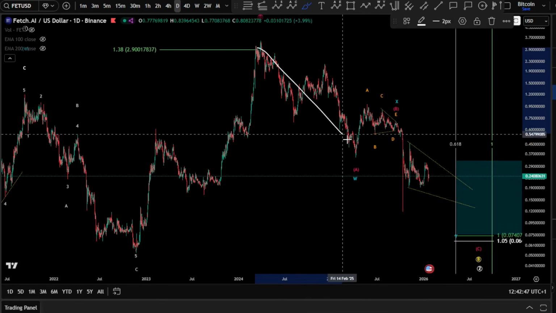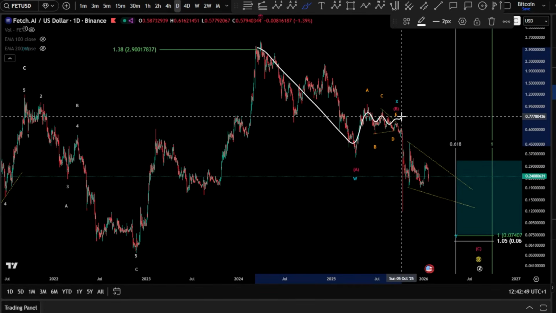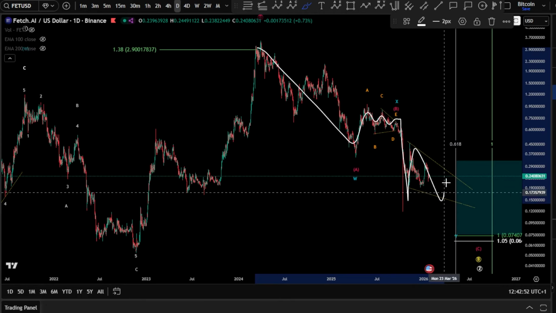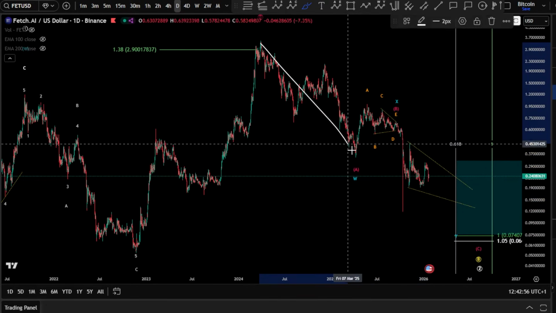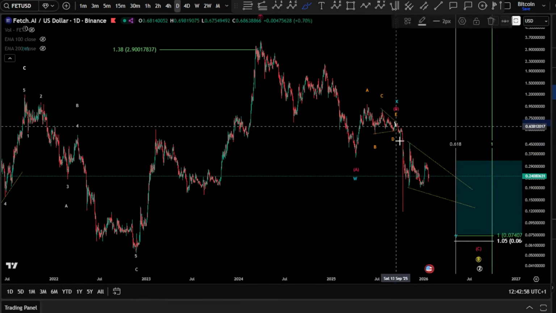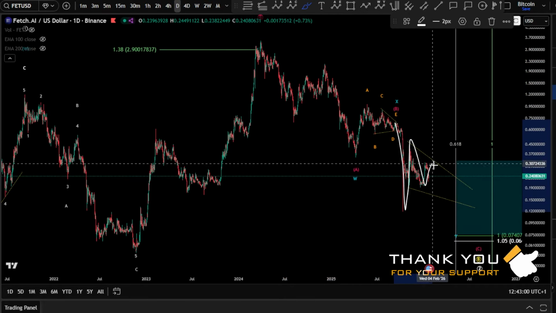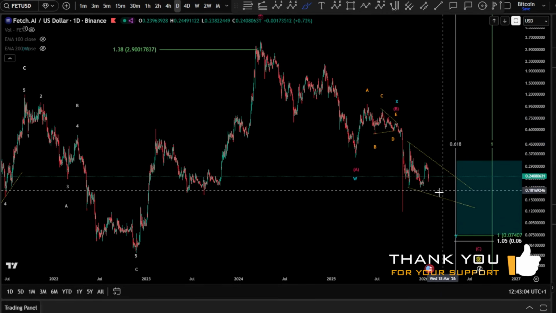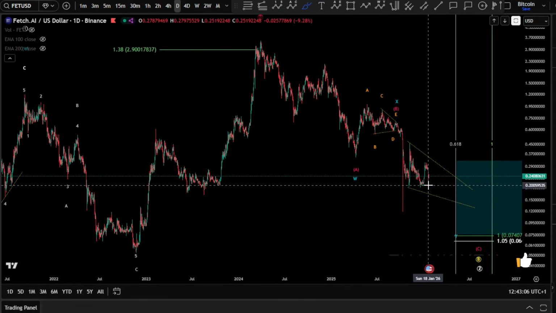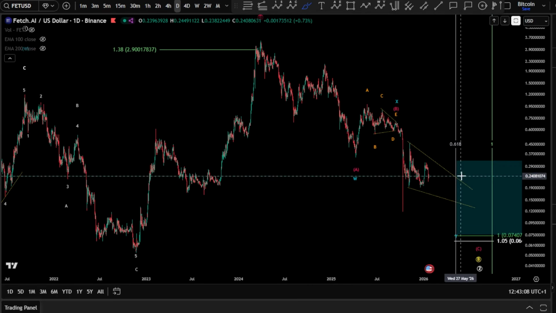Because A, B here as triangle, wave C 1, 2, 3, 4, and a 5, wave C finishing within the time, or a W, X, and a Y. Your wave Y is an A, B, and potential wave C. Diagonal can be also, or an impulse. So very likely that we're still looking for lower. I'm not yet convinced, of course, that we push for higher for the altcoins yet. So this is regarding FET.